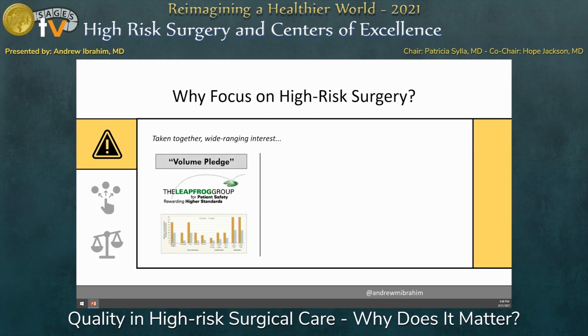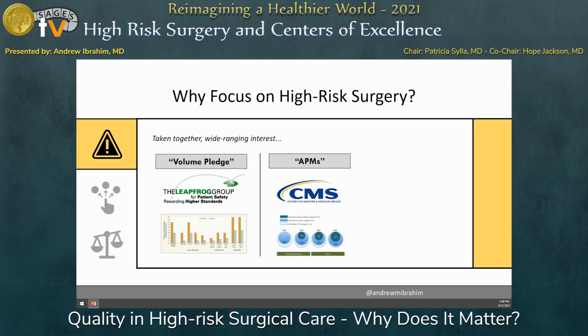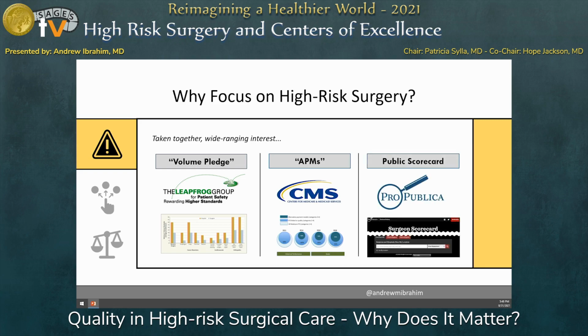So not surprisingly, a lot of people are interested. The Leapfrog Group has created their volume pledge as a sort of third-party group guiding people towards better care. CMS has created their alternative payment models, including surgical episodes, to try to find ways to drive down spending, recognizing these variation levers. And the public's gotten a lot of interest. So ProPublica made a lot of headlines a few years ago for trying to publicly report surgeons' surgical quality that had a lot of methodological flaws, but nonetheless, everyone's interested.